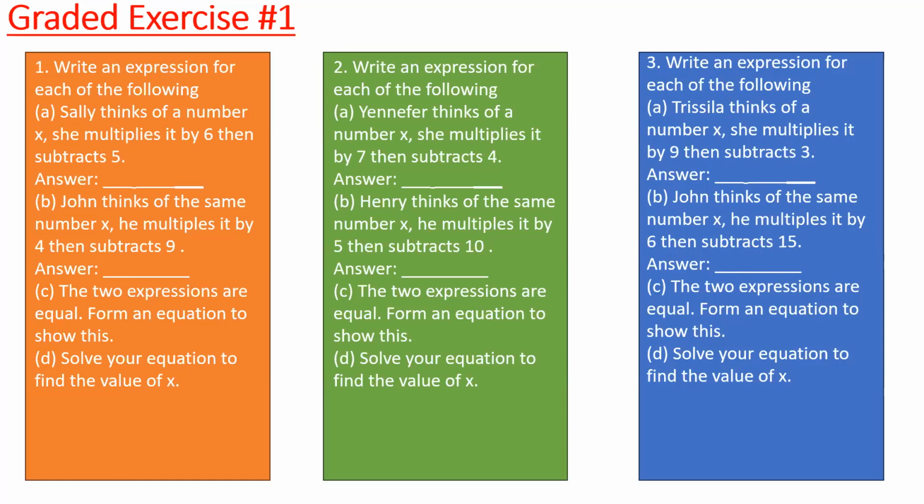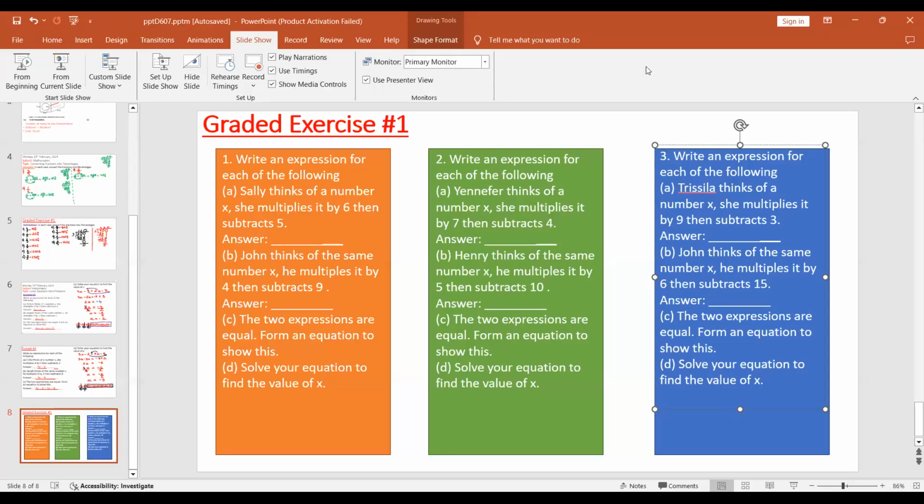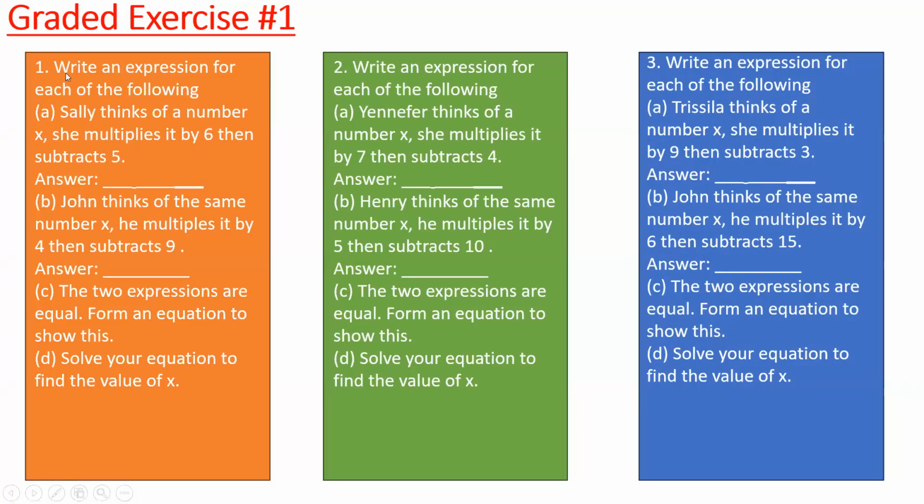Okay, so let's go ahead and answer the questions. Casey, are you there? Yes, sir. Read number 1 for me, please. Write an expression for each of the following. A, Sally thinks of a number X. She multiplies it by 6, then subtracts 5.